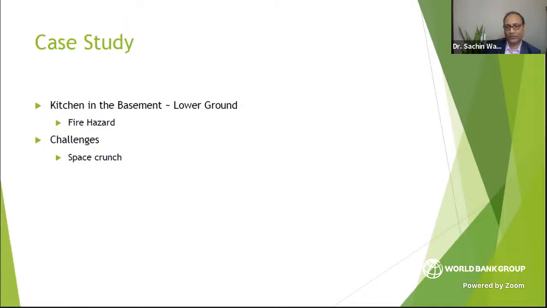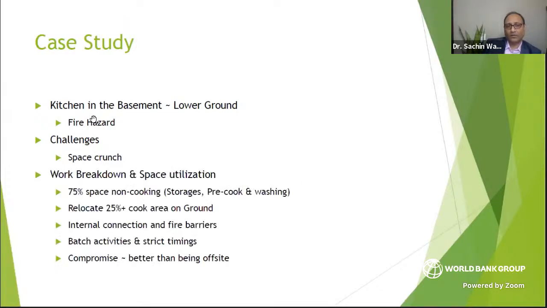What we tried to do was, and it's a very simple thing, just a matter of application. We tried to break down the work process and the space utilization, and we found out that 75% of the space in the kitchen is for non-cooking activities like storage, pre-cook, washing of utensils, and things like that. It was only 25% of the area that was the gas area, or the cooking area. And we did some internal layout changes, where we relocated this cooking area to the ground floor, which actually took care of the high hazard.